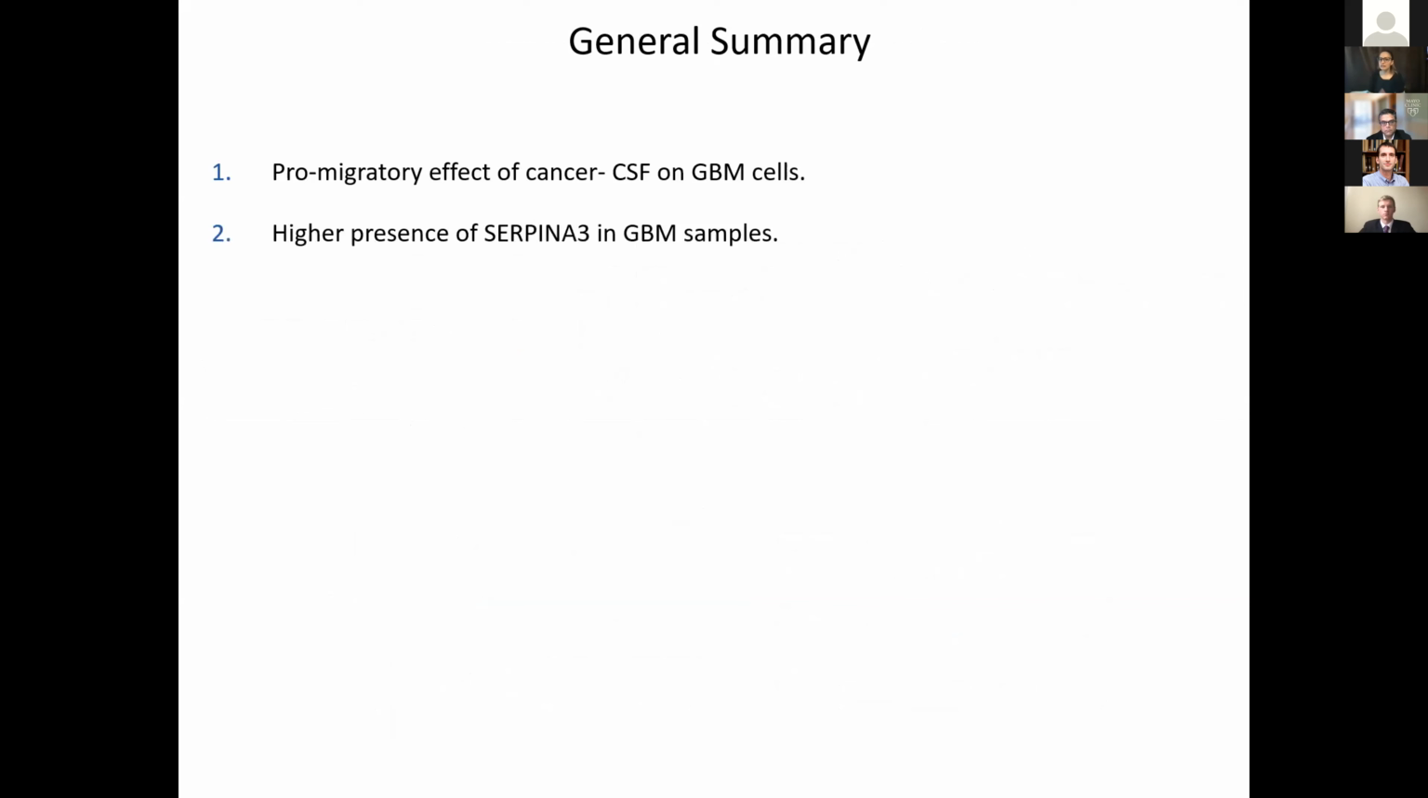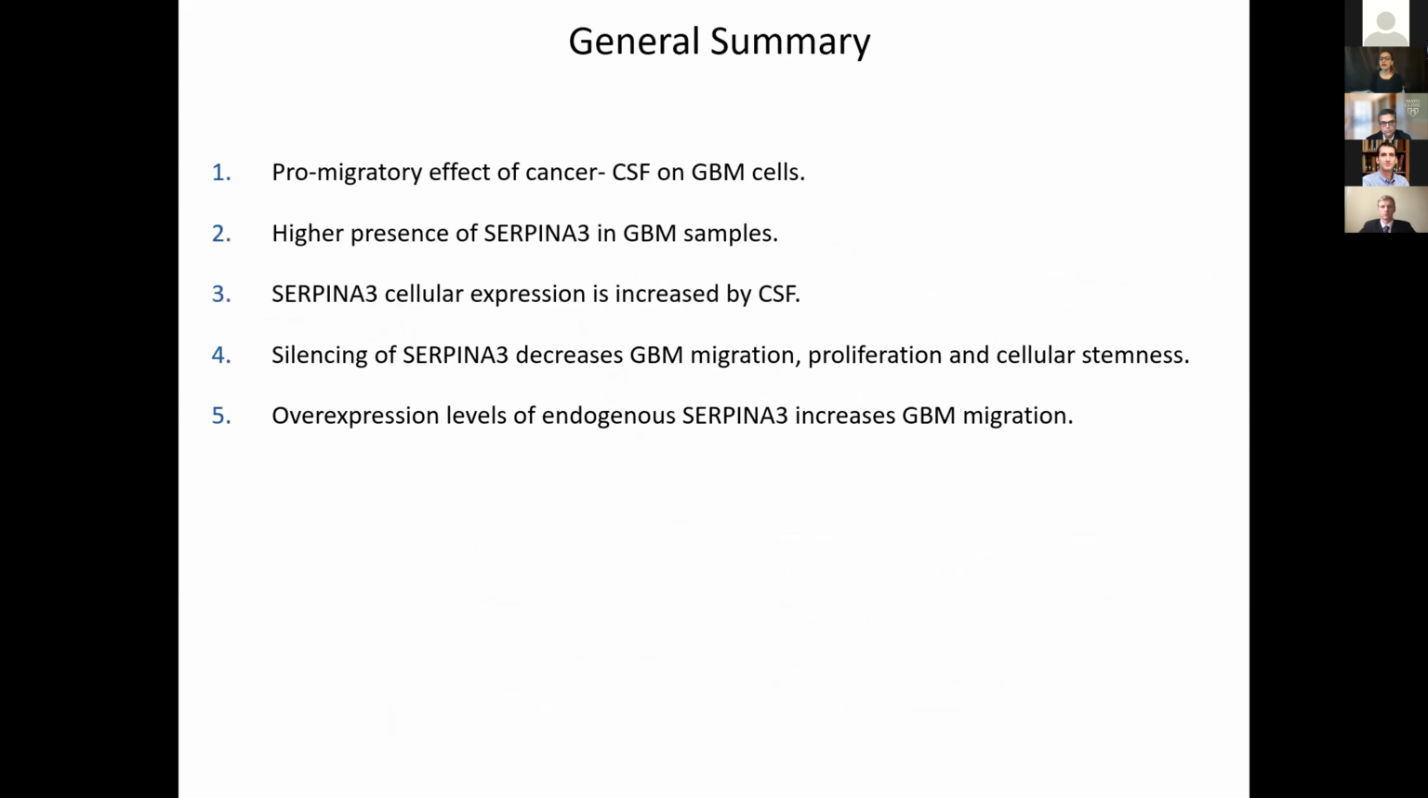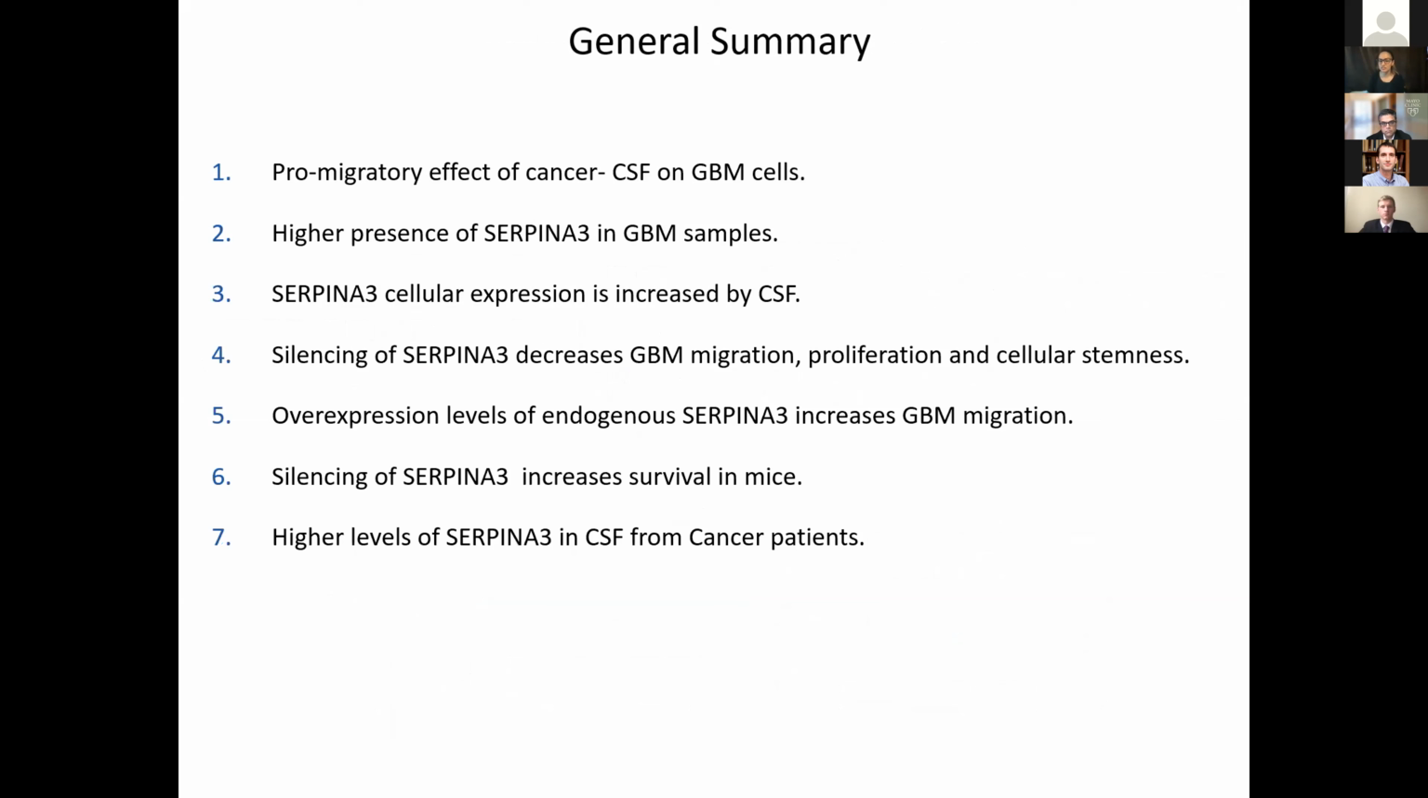As a general summary of the project, we can conclude that there are pro-migratory effects of cancer cerebrospinal fluid on GBM cells.